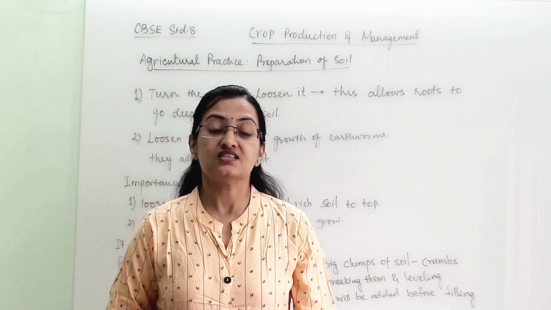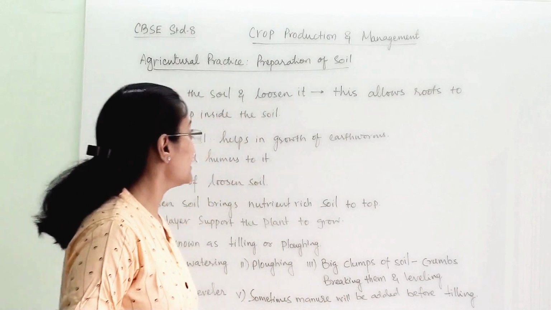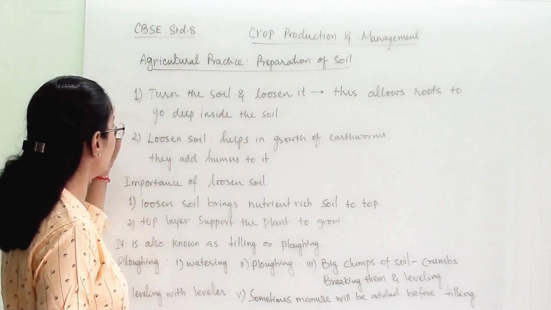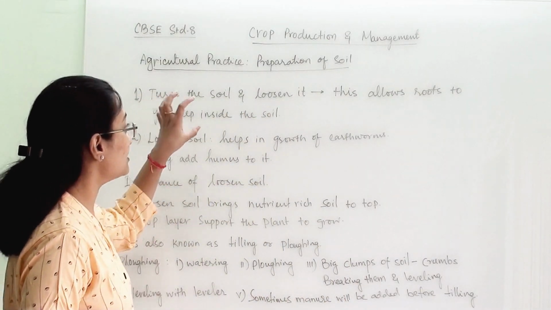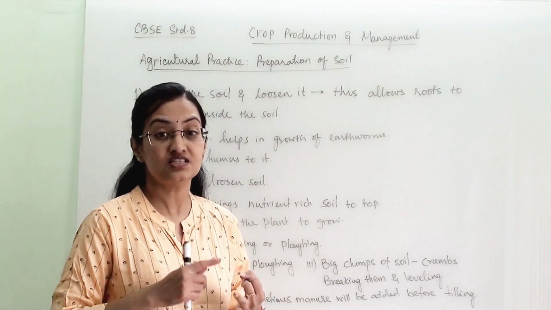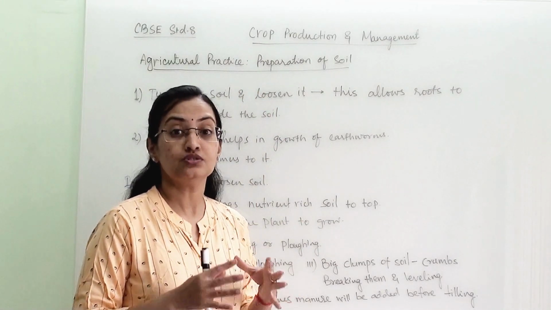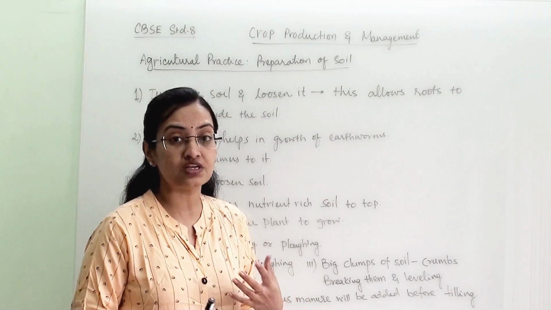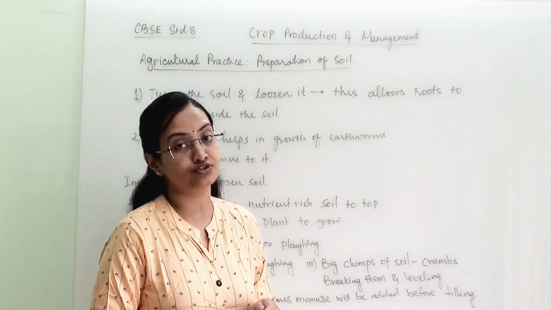Now let us discuss our first agricultural practice, and that is preparation of soil. First, turn the soil and loosen it. This is also known as plowing or tilling, and we also term this practice loosening up the soil or plowing of the soil.